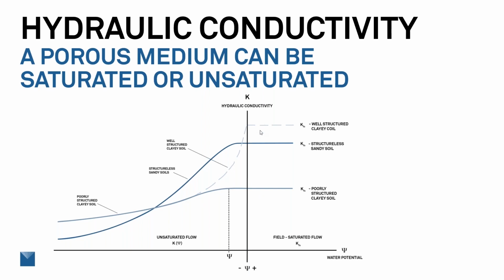And what's really important to take note here, obviously, is the difference between the well-structured clayey soil and the poorly structured clayey soil. So as we approach saturation, structure is going to begin to play a much larger role in the soil's ability to transmit water. And in some cases, for example, the well-structured clay soil can have a higher hydraulic conductivity than the sandy soil. So again, it's not just texture alone that is controlling the soil's ability to transmit water.